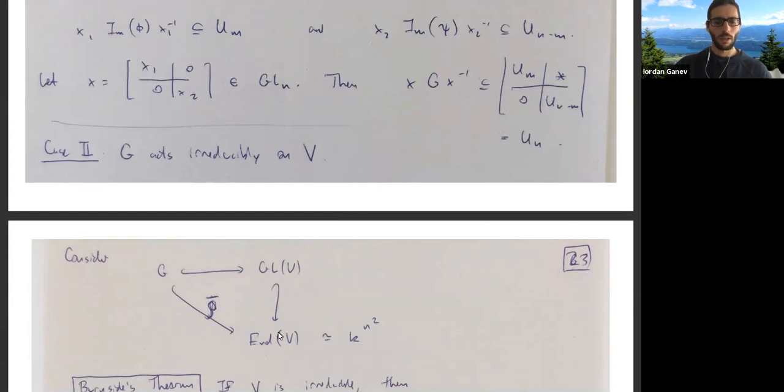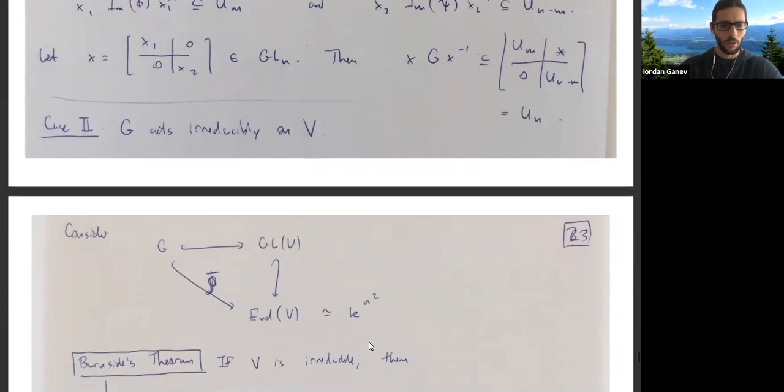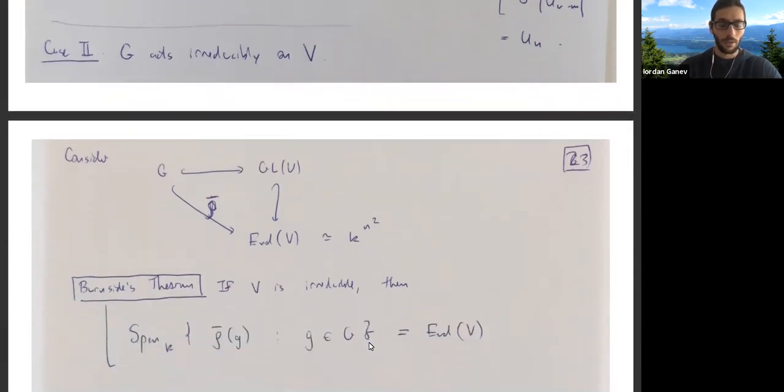We want to extend this to an embedding inside the endomorphism algebra of V. So GL(V) sits inside of End(V) as invertible endomorphisms. And this endomorphism algebra as an algebraic variety is just a vector space k^{n squared}. And G embeds inside of there. Now I want to recall a result known as Burnside's theorem. It says that if V is an irreducible representation of G, then if we take the K-span of all the elements in the image of this map rho bar, we get all of End(V).